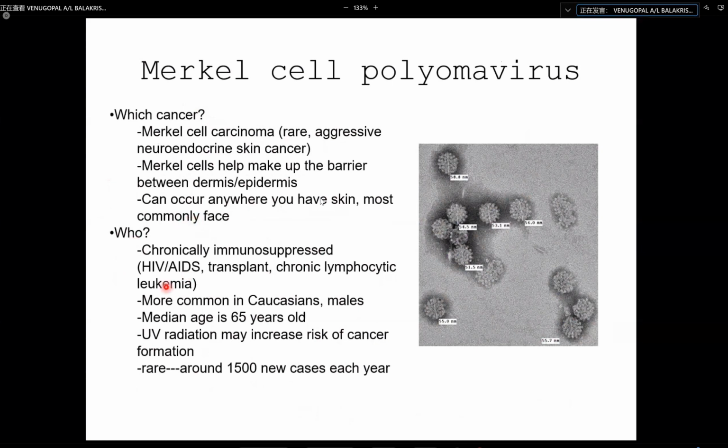So who can get it? Chronically immunocompromised patients, HIV patients, chronic lymphocytic leukemia patients. It's more common in Caucasian males, and the median age is about 65 years old. UV radiation may increase the risk of cancer formation. So when you go through UV radiation, it can increase that risk. It's quite rare. Around 1,500 new cases each year.